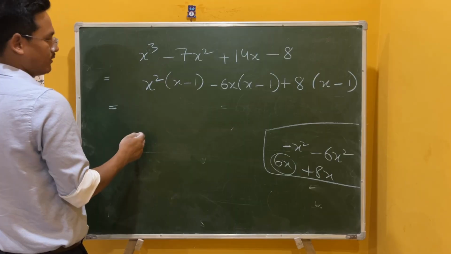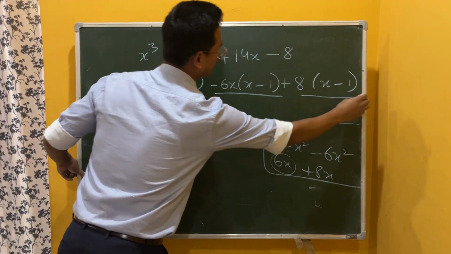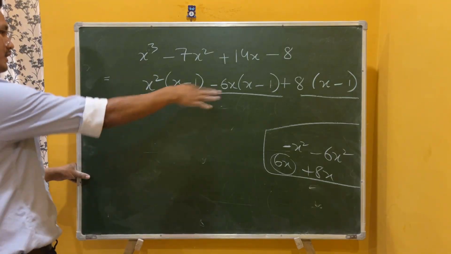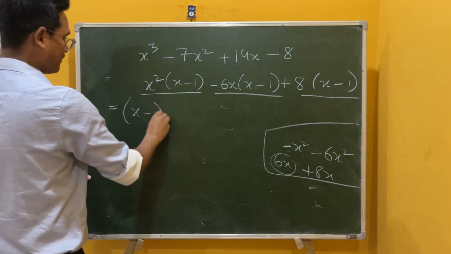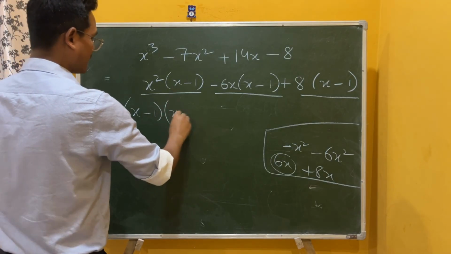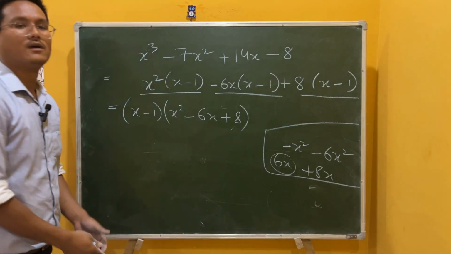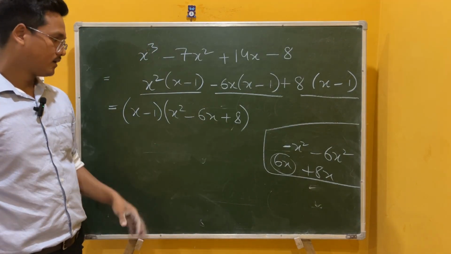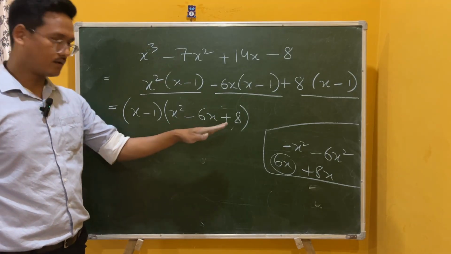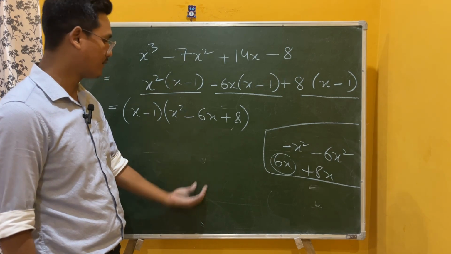Next, it's like you have 3 terms: first term, second term, and the third term. So out of these 3 terms, the common is x minus 1. The rest is x square minus 6x plus 8. So you directly arrive to this point. Now the similar method follows. This is a quadratic polynomial. You break down by middle term break.